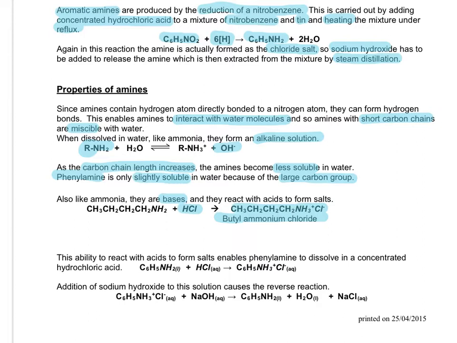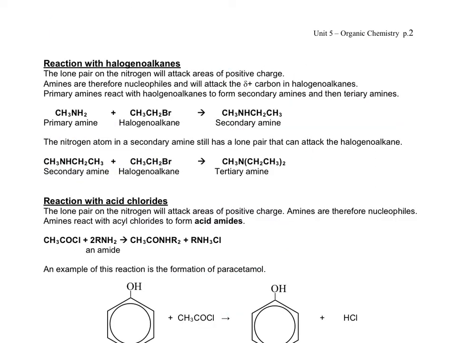This means that actually you can dissolve your phenylamine in hydrochloric acid, and just like with your straight chain ones, your aliphatic ones, you get a salt produced. If you then react this salt with sodium hydroxide, you get the reverse reaction and can reform that phenylamine again. So this is a reversible reaction. Other reactions that you need to be aware of are the reaction with halogenoalkanes. So that is an alkane with a halogen attached to it.